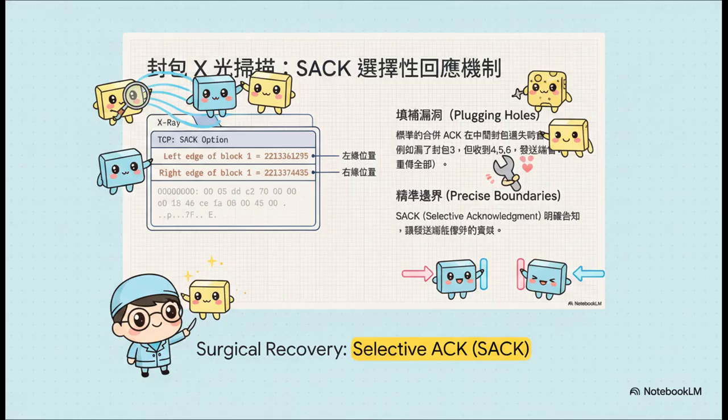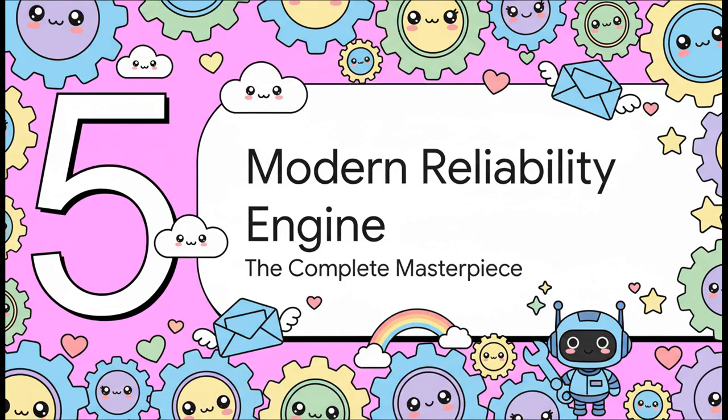And finishing up the combo is part 2, selective acknowledgement, or SACK. If we're blasting out dozens of packets at once and just one single packet gets lost in the middle, a standard cumulative receipt would force us to resend everything from that point onward. But SACK acts a bit like a packet X-ray. It explicitly tells the sender the precise left and right boundaries of the fragments it did receive. And this lets our engine perform a completely surgical recovery, just plugging the exact missing holes without blindly resending data we already successfully delivered. Finally, part 5, the modern reliability engine.